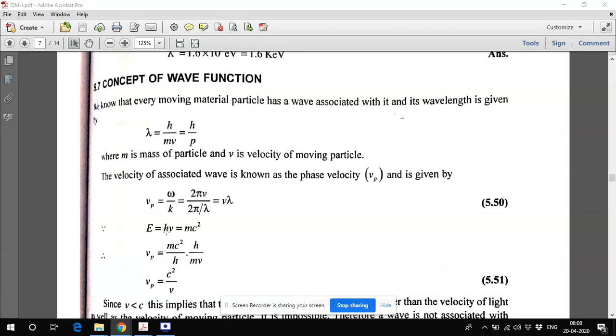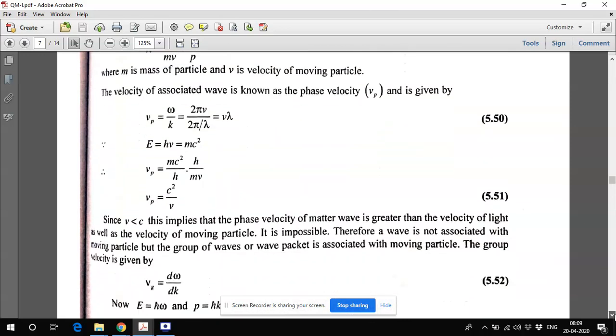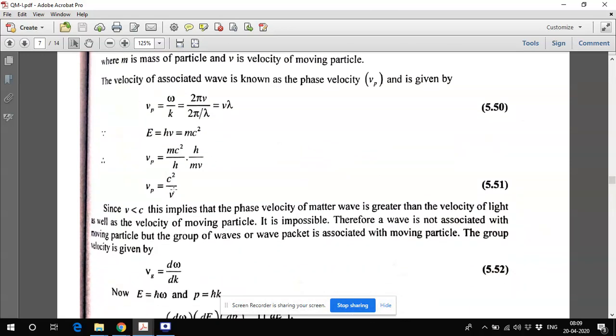Since we know E equal to h nu and this is equal to mc square, as we have done earlier, the phase velocity Vp can be written with nu equal to mc square by h, and here my lambda is h upon mv. So with the formula Vp equal to nu lambda, I am putting the value of lambda from here and nu from here. So ultimately Vp will give me c square by v. So what is the meaning of this? This phase velocity is c square by v.